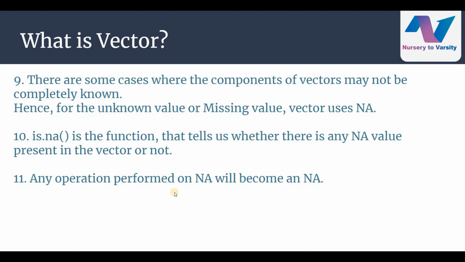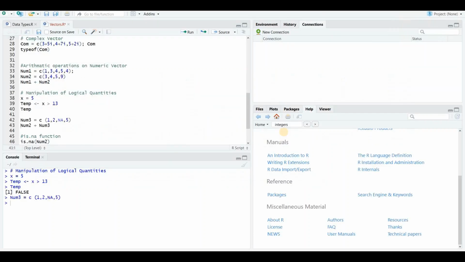Next point says any operation performed on NA will become NA. That means when you have some missing value and you perform any operation with this missing value, the resultant you will get is NA, since a vector uses NA in place of any unknown value or the missing value. Let's see how this works in R.